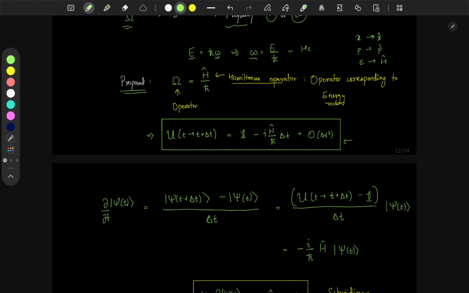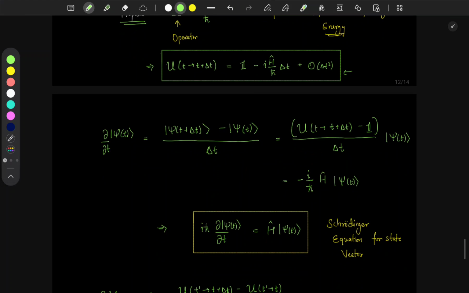It is analogous to this: you have a state at time t and you want to take it to some later time, say t f, then you can just take small delta t steps until you reach that final time t f.